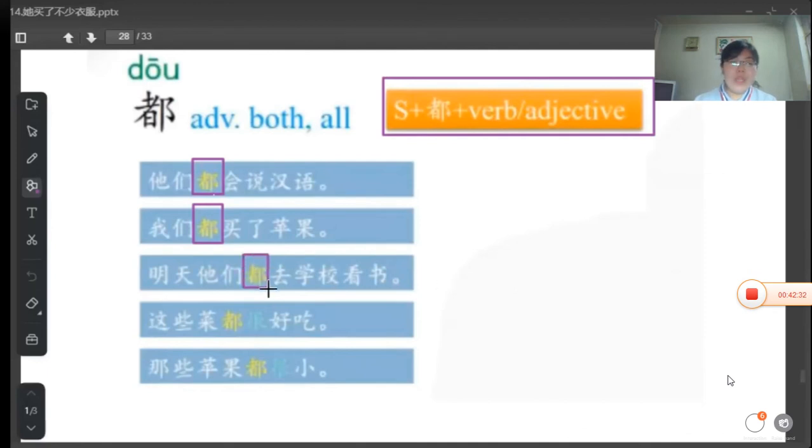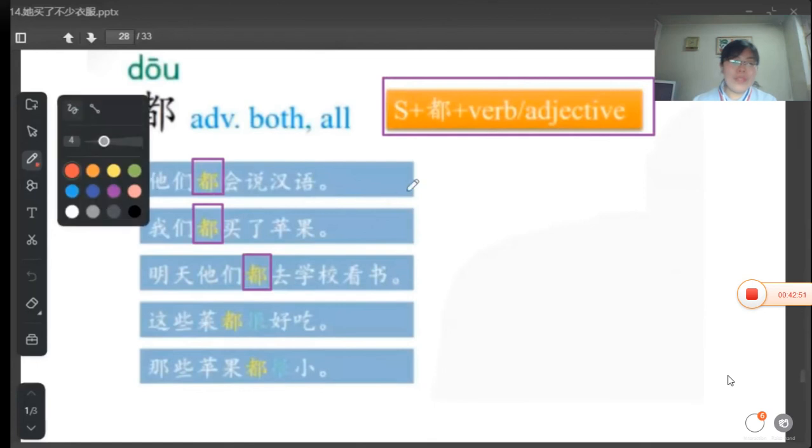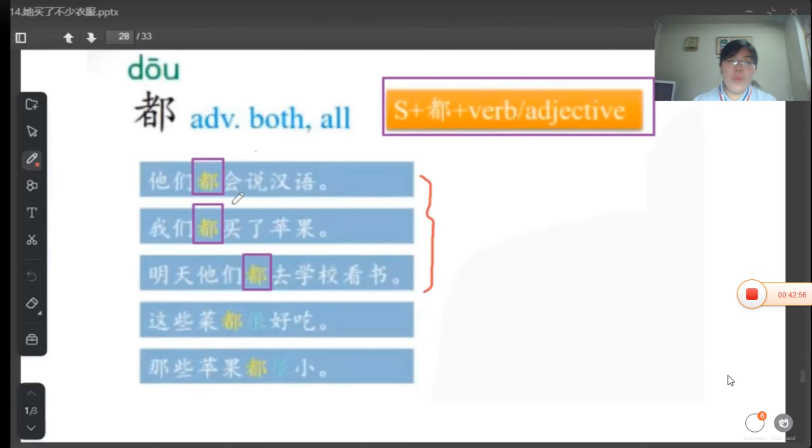这些菜都很好吃。In the first three sentences, we put 都 before the verb because 会, 买, 去 are what 都 points to. But in the later two sentences, 都很好吃, the adjective follows, and 很 is the adverb to show the degree of the adjective. 都很好吃。These dishes are all very delicious. 这些苹果都很小。小 means small. These apples are all very small.